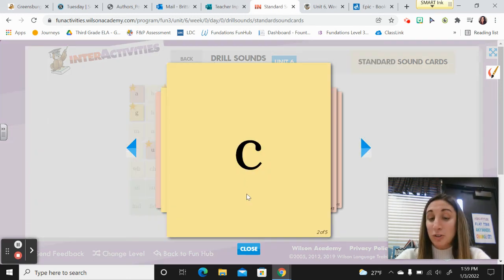Okay, I also don't want you to forget this rule. C, cat, k. But C says s when followed by E, I or Y. Say that mouthful. Go ahead. C says s when followed by E, I or Y. How about this one? G, game, g. Or G says j when followed by E, I or Y. You try. G says j when followed by E, I or Y.